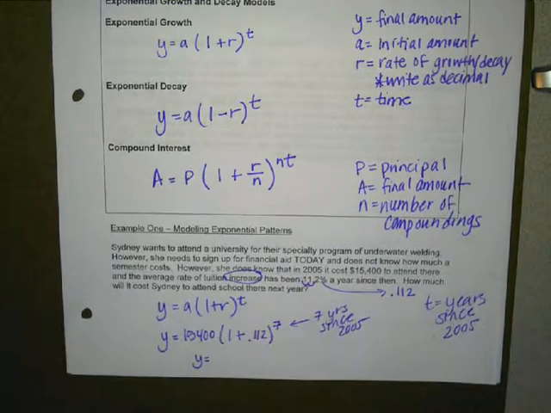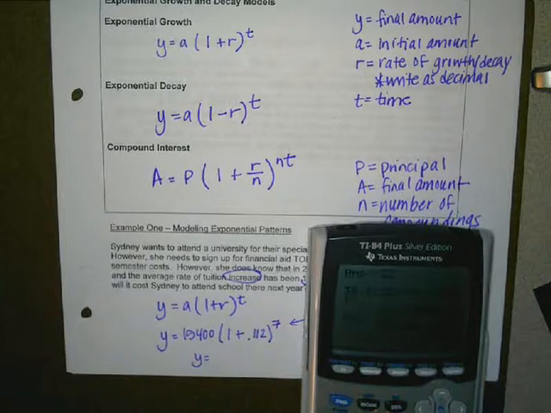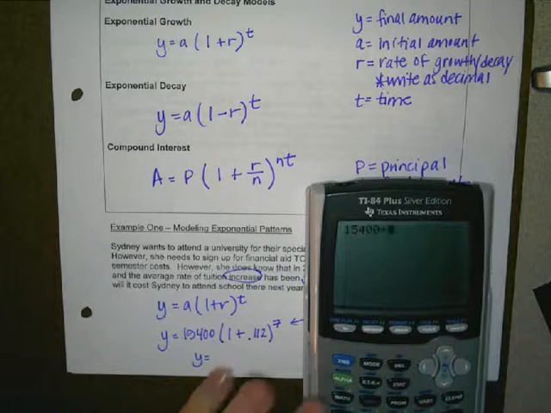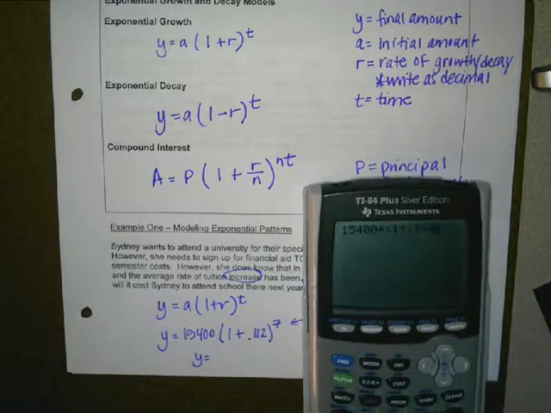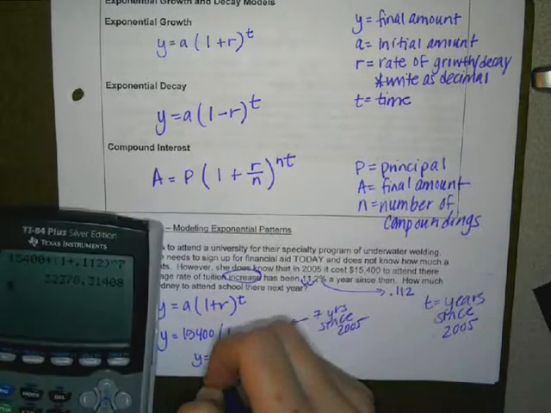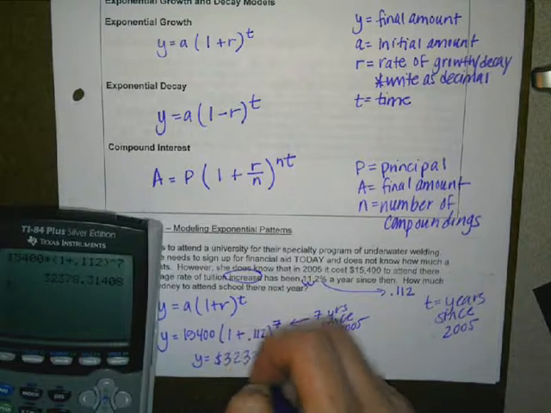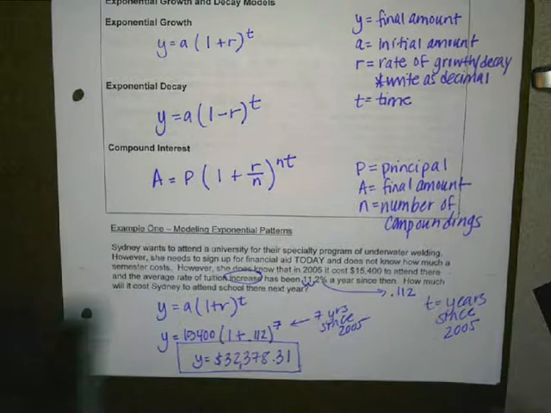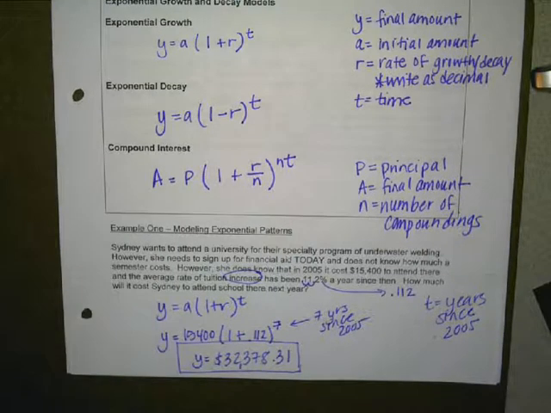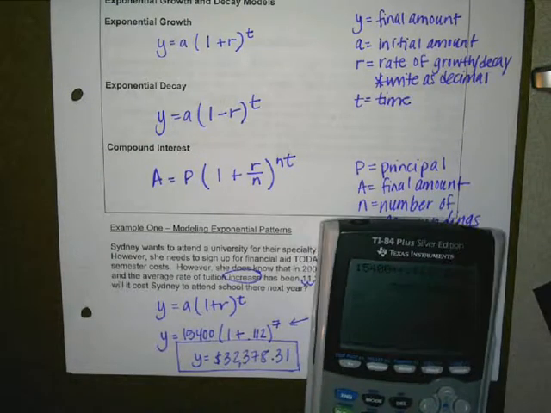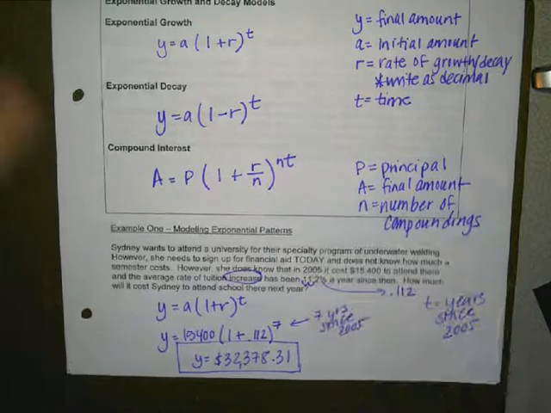The rest of it's just plugging it into a calculator. So if you take a calculator and insert 15,400 times 1 plus 0.112 to the 7th, you get that value, 32,378.31. So it pretty much doubled in 7 years based on that rate of change. Okay, let's do another example. Example 2.